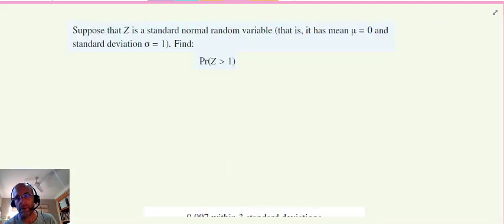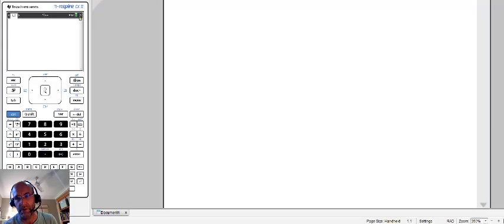Okay, so we've got another question to finish off our examples. Suppose that Z is a standard random variable, and so we know the mean is 0 and the standard deviation is 1. Find the probability that Z is greater than 1. Now we could do this in 2 ways, and we've already done it using the graphics calculator before, so I'll show you that really quickly.